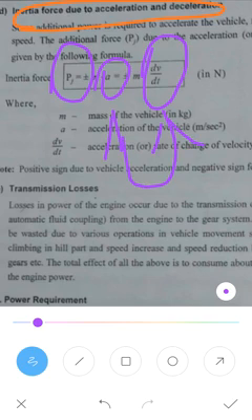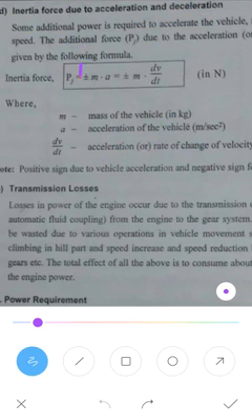So whatever the equation, P is equal to ma is there. m is written the same way, but acceleration is written as dv divided by dt. That is nothing but acceleration.